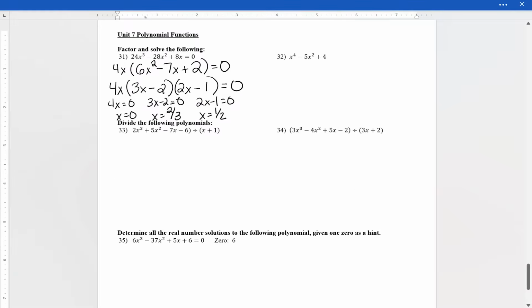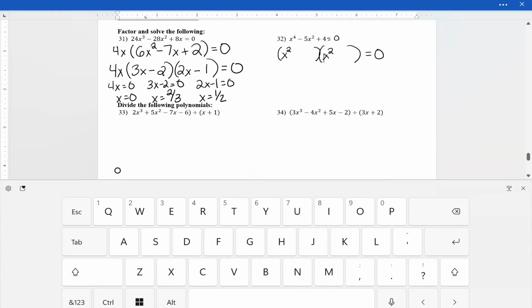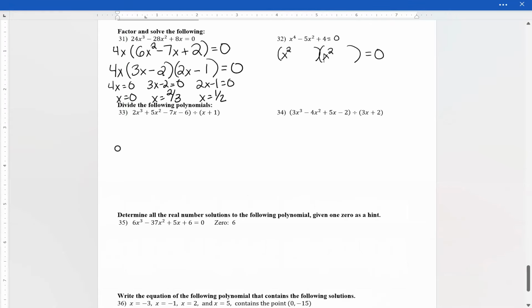Number 32, again, another factoring problem. No GCF this time. I just got to set up my factoring right away. Just notice we're not equal to 0. That's just sad, isn't it? So let's make ourselves equal to 0. Two things that make an x to the 4th would be an x squared and an x squared. And then things that multiplied give us 4. Let's do a 4 and a 1. Both of those being negative would give me a negative 5x squared if I multiplied out.